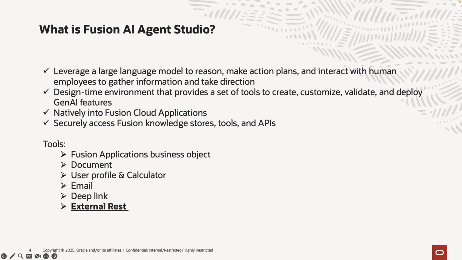So an LLM, to talk to whoever is interacting with the agent, to understand the question, and then take direction on which tool to call based on the question asked. And that's why there are a set of tools provided when you create an agent, right? Some of these tools are the business object tool, which provides access to the Fusion knowledge stores.